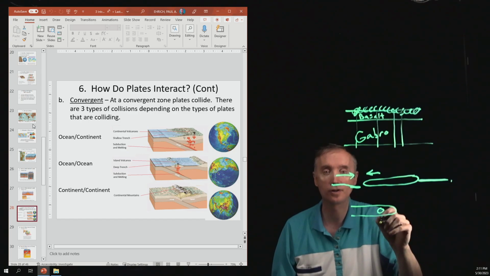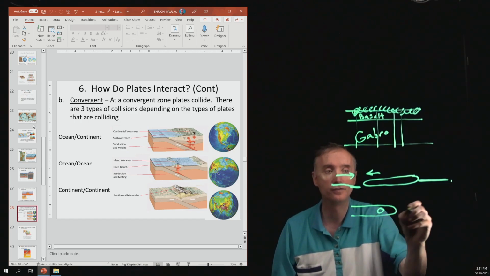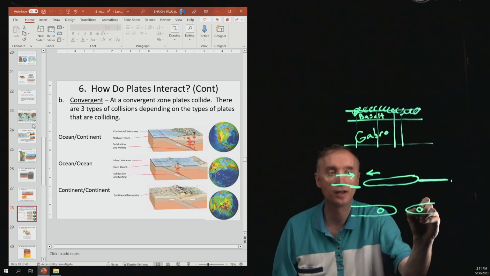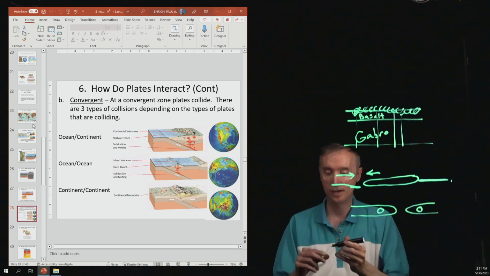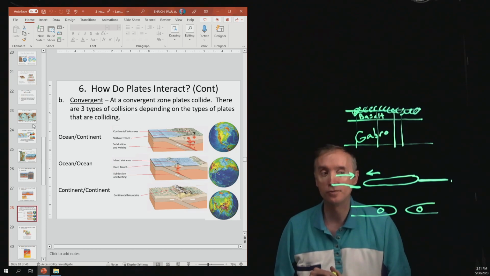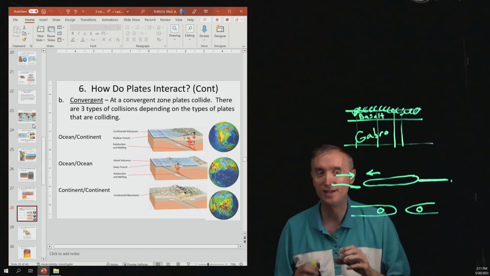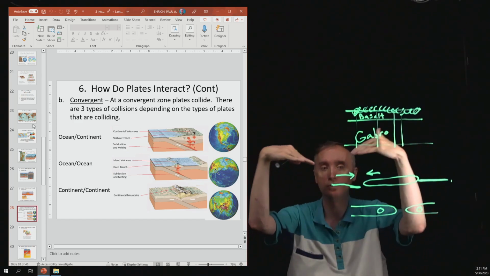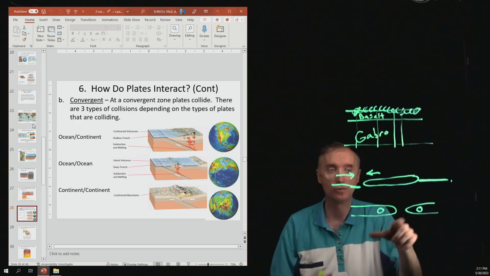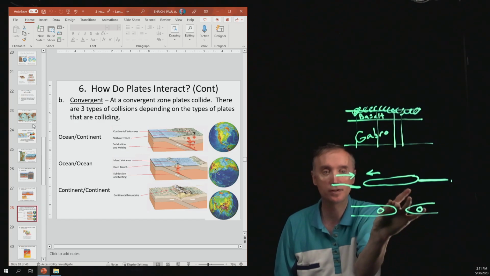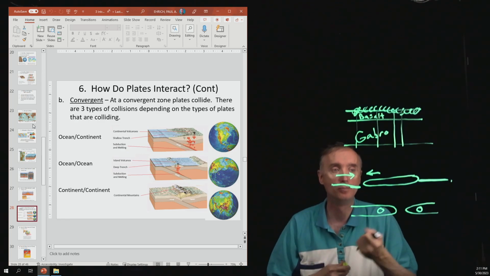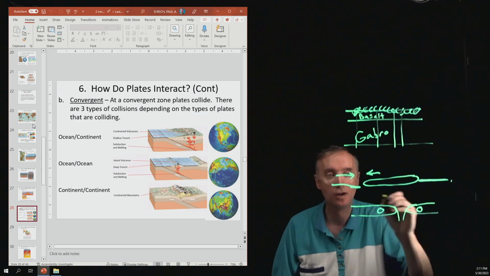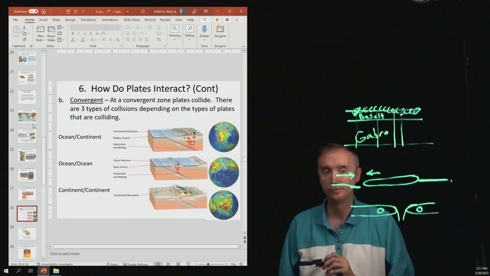So let's first look at what happens if an ocean plate collides with an ocean plate. They are both composed of basalt, so they're dense rocks. Dense rocks want to go down. So when two oceanic plates collide, they're both going to want to go down like this. But one of them is going to win.